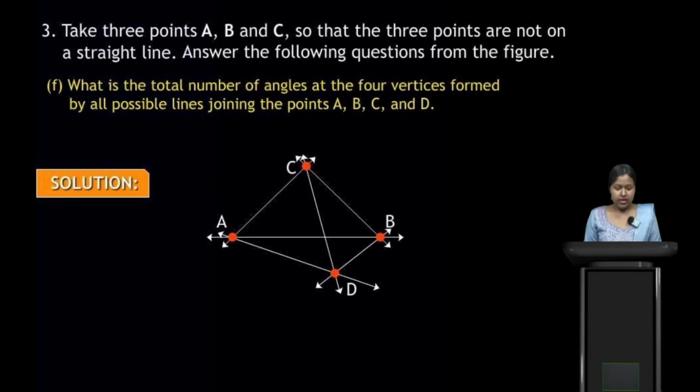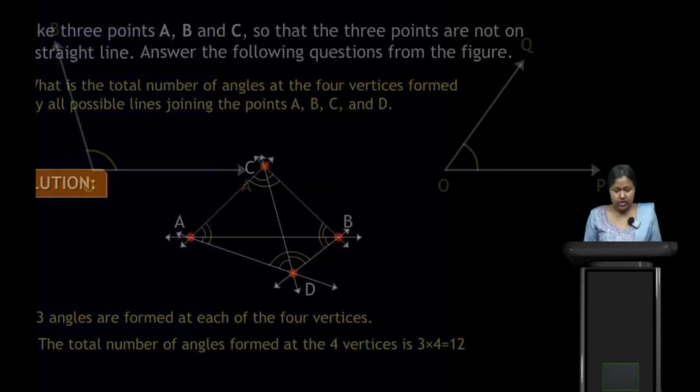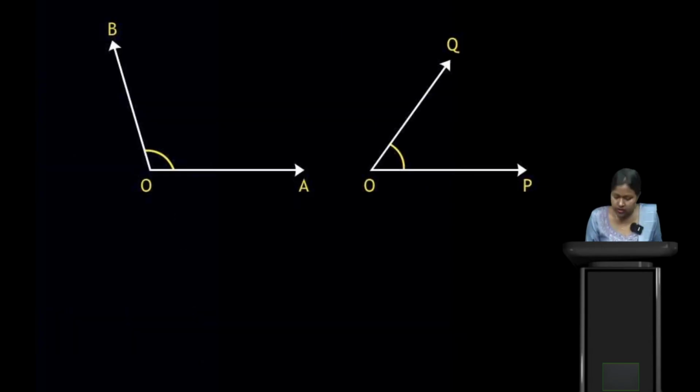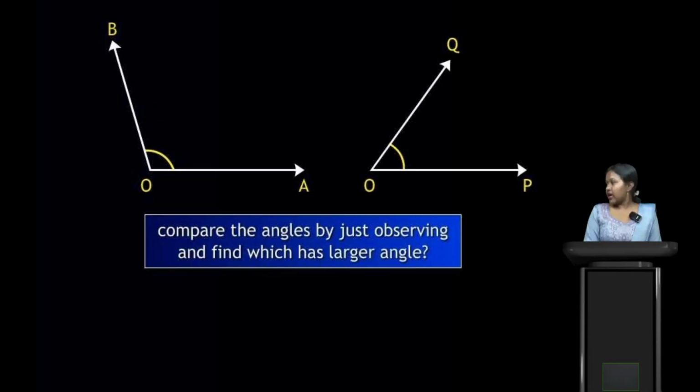Yes, you can see it on your screen. How many are there? A total of 4 vertices, and the total number of angles formed is 4, and the vertices are 3 into 4, that is 12. Okay. Now next, here 2 angles are there and they are asking to compare the angles by just observing and find which has the larger angle.